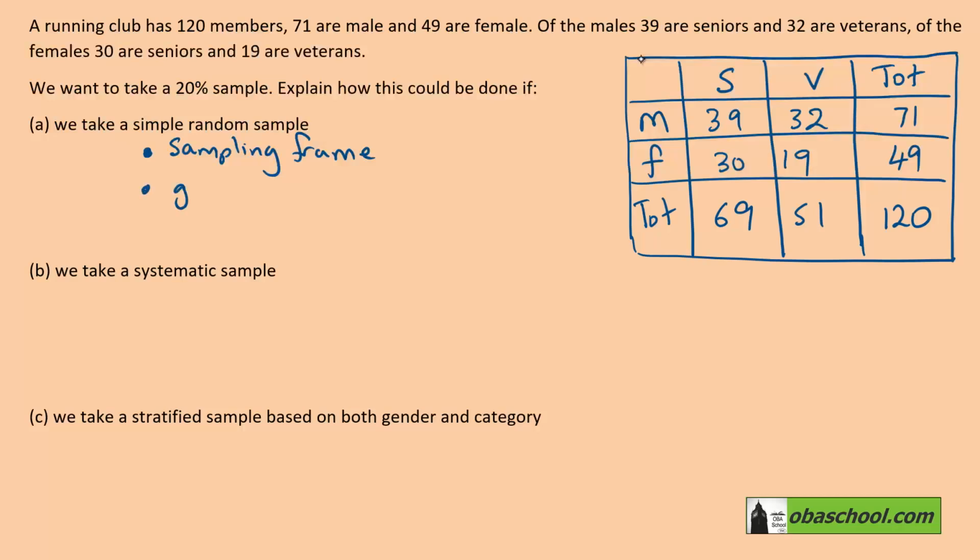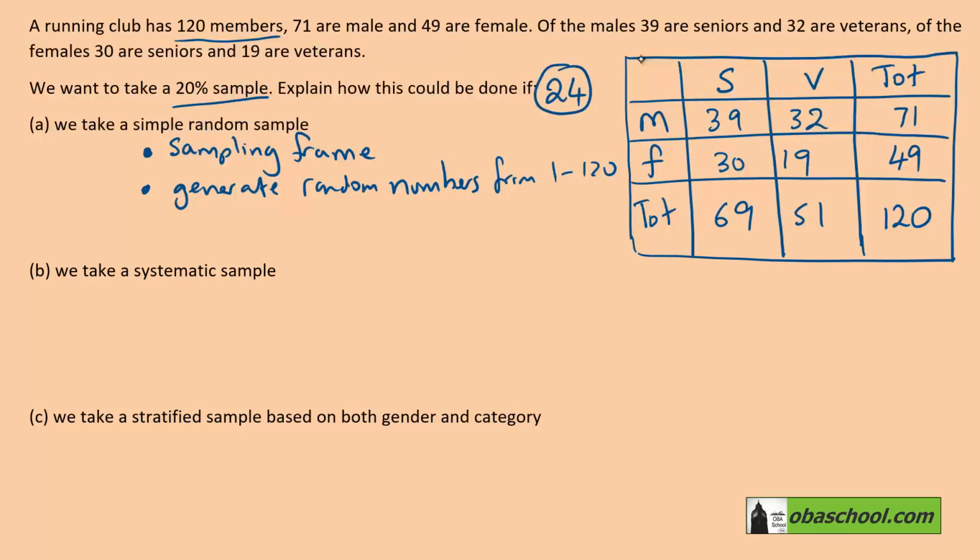We're then going to generate random numbers from 1 to 120. Now, it's a 20% sample. So with 120 members, 10% would be 12, 20% would be 24. So we're going to want 24 random numbers that are different. So maybe we would generate 30, or being pessimistic, maybe 34, so that if we get one that's the same, we can just skip to the next one.